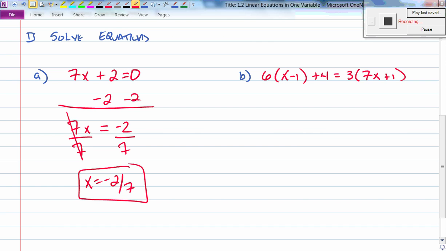All right. How about part B here? I have to do something. What should I do first for part B? Yeah, distribute. Good. So some people call it the rainbow method, right? So 6 times x is 6x. 6 times negative 1 is negative 6, yeah? Plus 4, let's see here, 3 times 7x, how much? 21x, good. 3 times positive 1, how much? All right, so check it out. I've got x's on both sides of my equal sign there. What do we do?